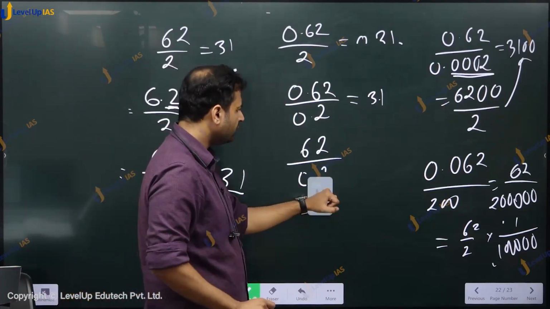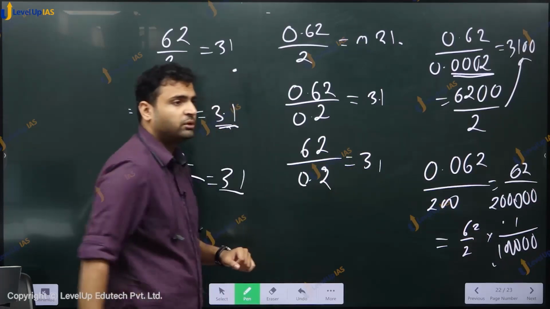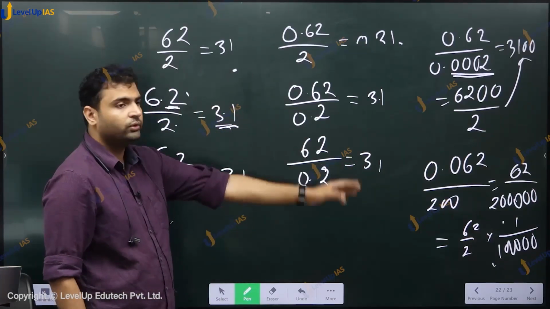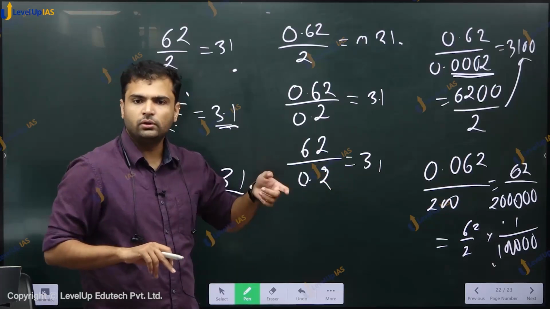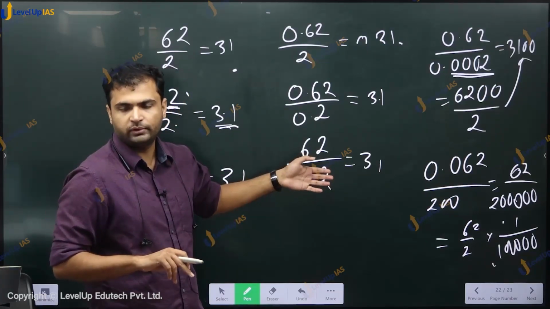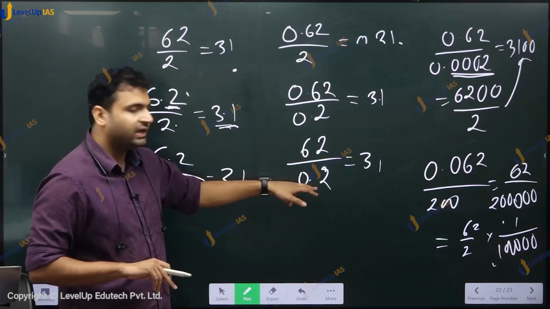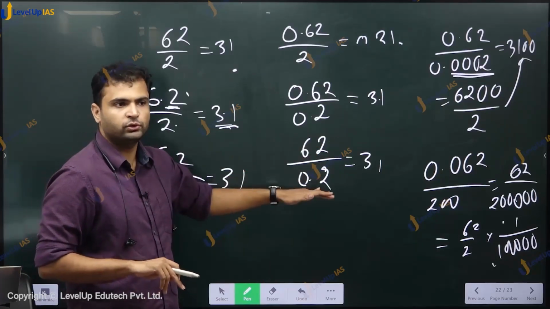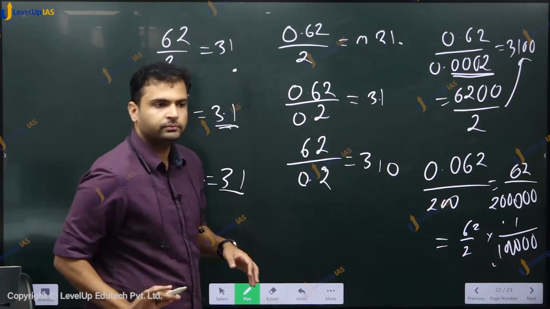Here we first forget that there is a decimal point, and 62 by 2 is 31. And in the numerator now we have 0 digits after decimal point, कुछ है ही नहीं, decimal point ही नहीं है. And in the second we have 1. So 0 minus 1 is minus 1. So you add 1 0.